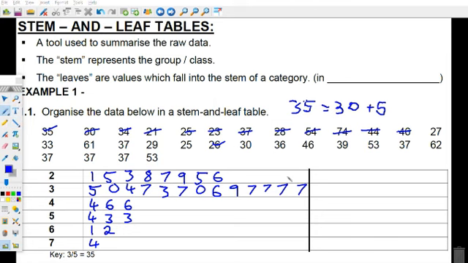So the first one there is going to be 1, 3, 5, 5, 6, 7, 8, 9. You guys see that? So we've taken our raw data, and now we're starting to process it. Now we're starting to handle the data. We're doing things with it.